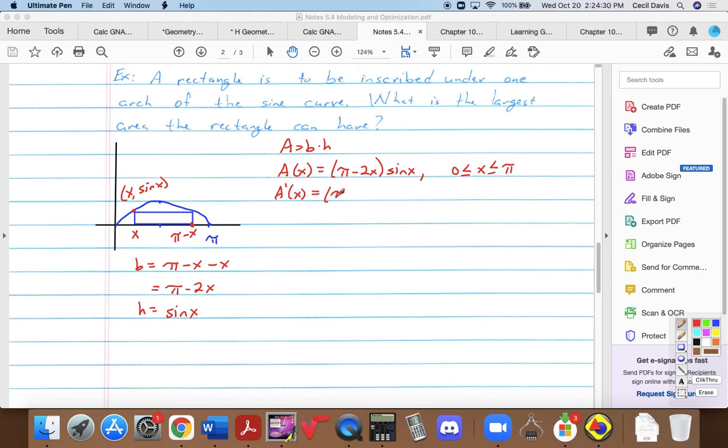let's see, we'll have pi minus 2x times cosine of x plus sine of x times negative 2. As soon as you have an x cosine x or an x sine x, you're never going to be able to do that by hand. Yeah, I know. You're greatly saddened by that.